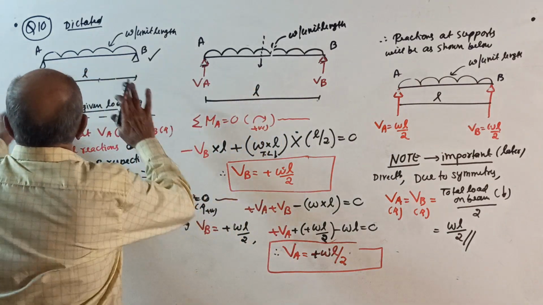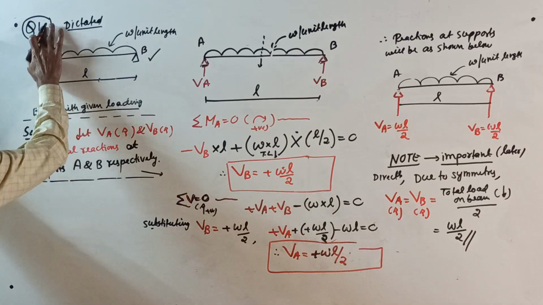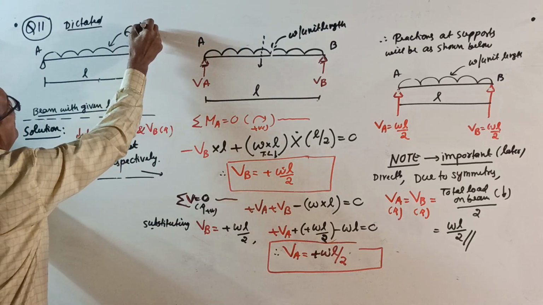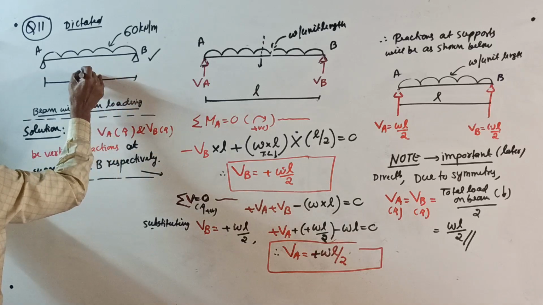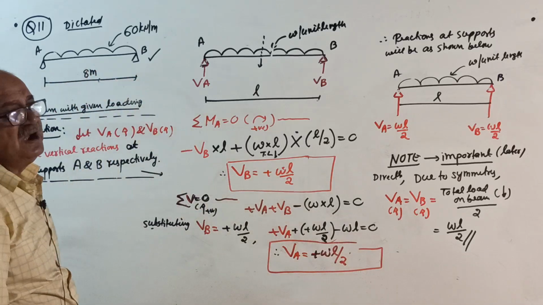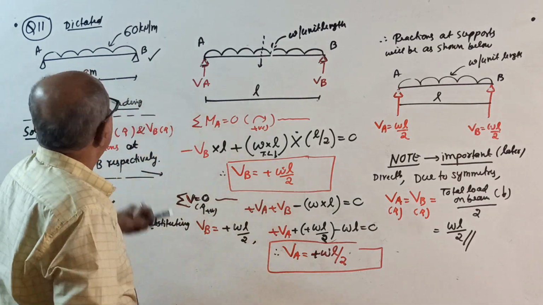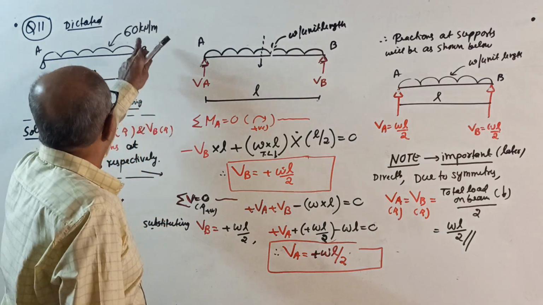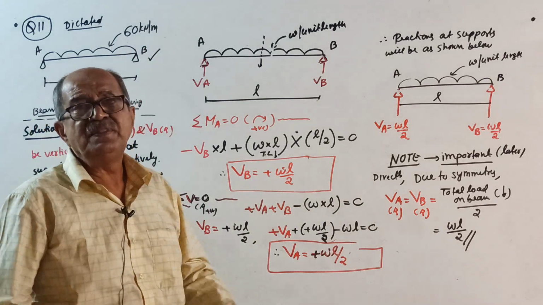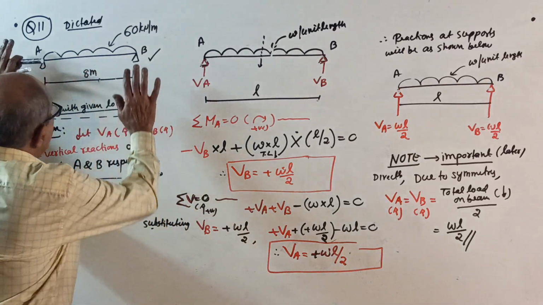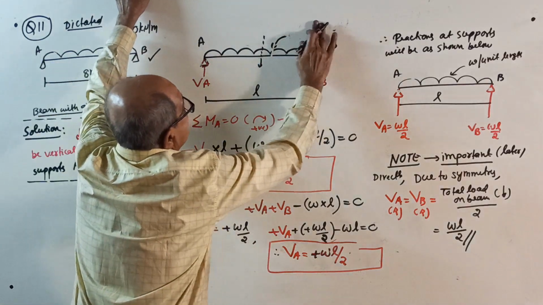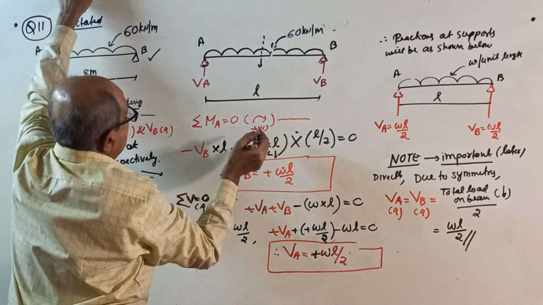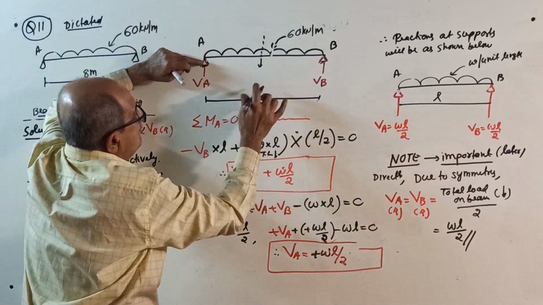Now, question number 11. I'll finish fast here. A simply supported beam of span 8 meter is loaded by an UDL of 60 kilonewton per meter over the entire length of the beam. Find the reactions. Now, in the sketch you write 60 kilonewton per meter. Now there is no L, now it is 8 meter.